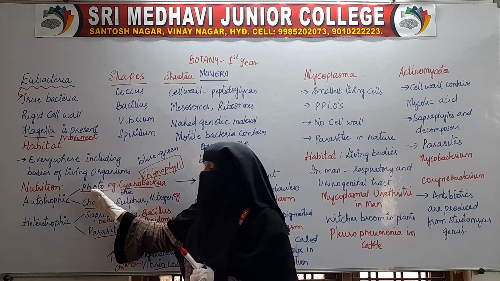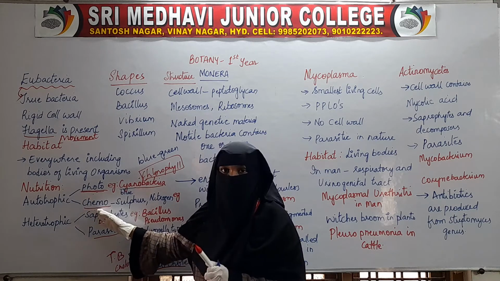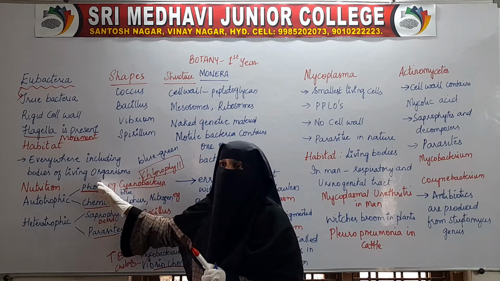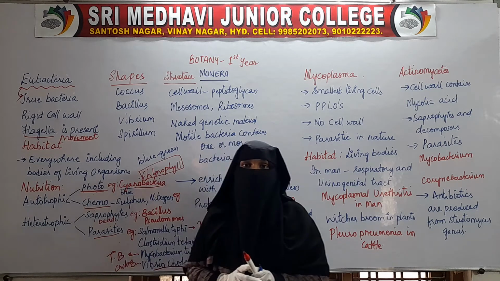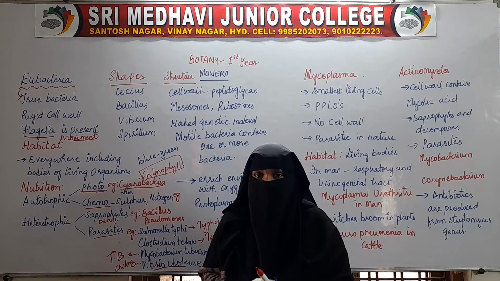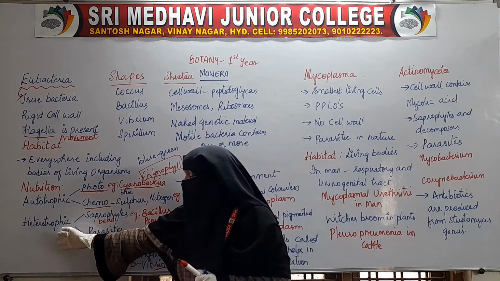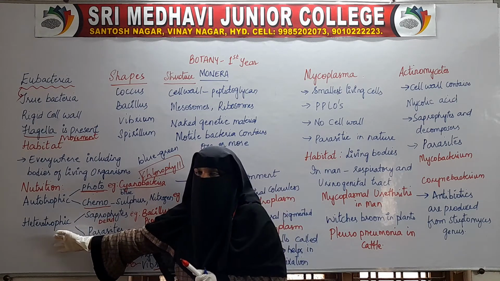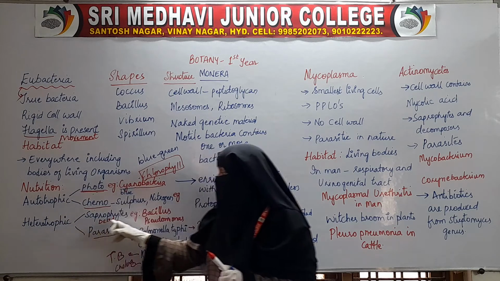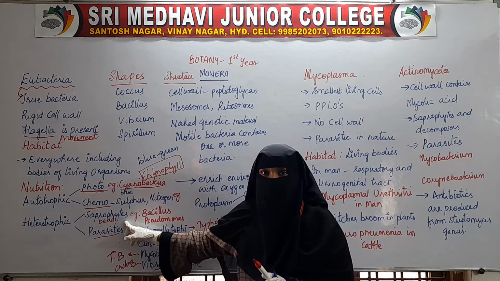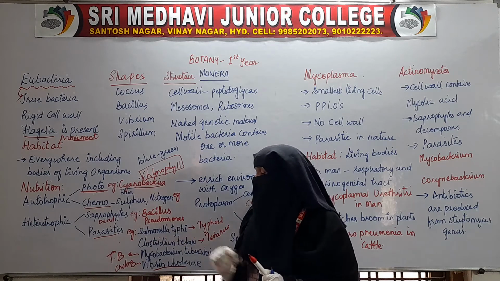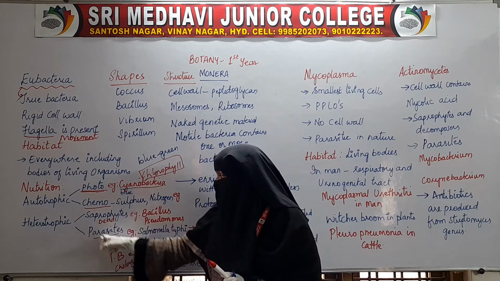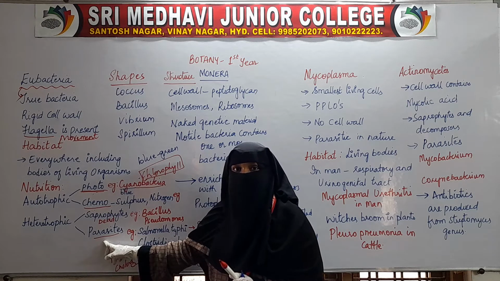In autotrophic we have photoautotrophic and chemoautotrophic. Photoautotrophs take light and prepare their own food. Chemoautotrophs take chemicals and prepare their own food. Heterotrophic Eubacteria are again divided into saprophytes, that is, they feed on dead and decayed matter. Examples are Bacillus and Pseudomonas. And next are parasites.